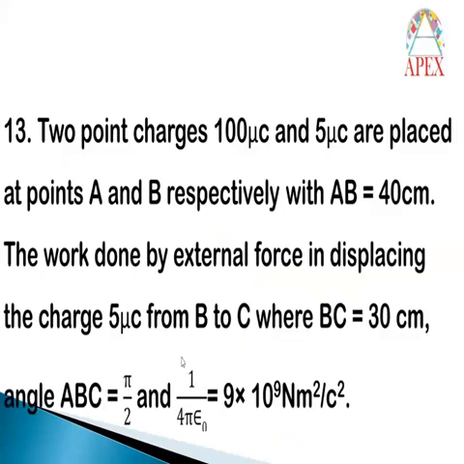And question number 13. 2 point charges 100 microcoulomb and 5 microcoulomb were placed at points A and B respectively with AB equal to 40 centimeters. Find the work done by an external force in displacing the 5 microcoulomb charge from B to C, where BC is 30 centimeters and angle ABC is pi by 2.